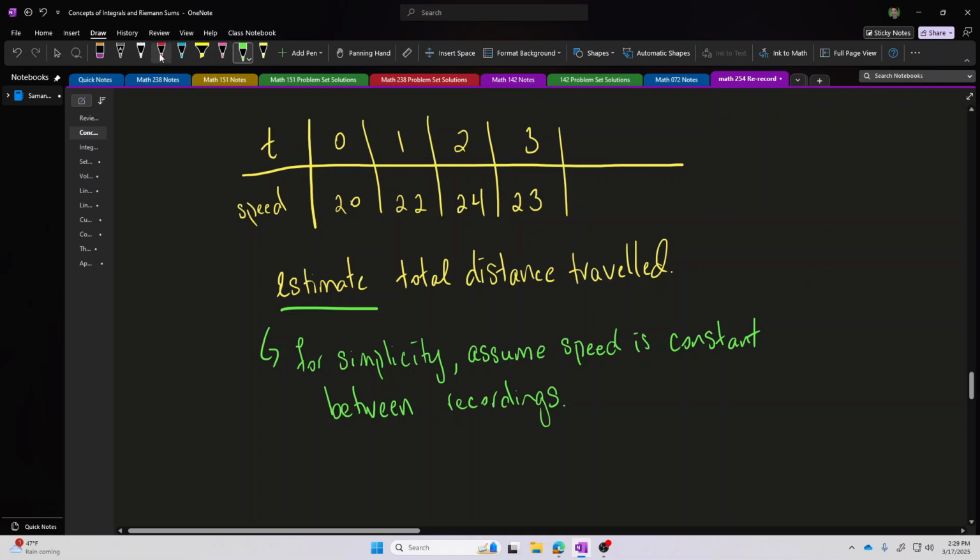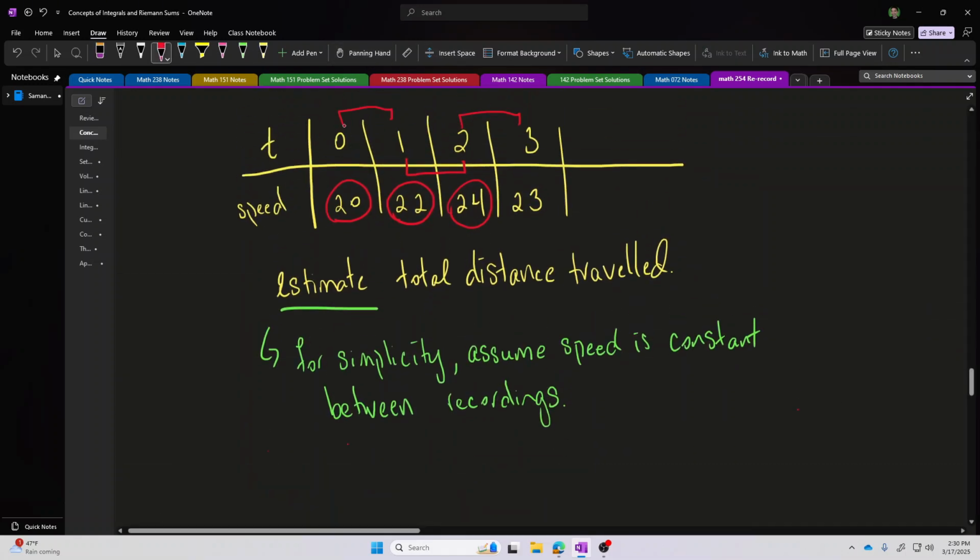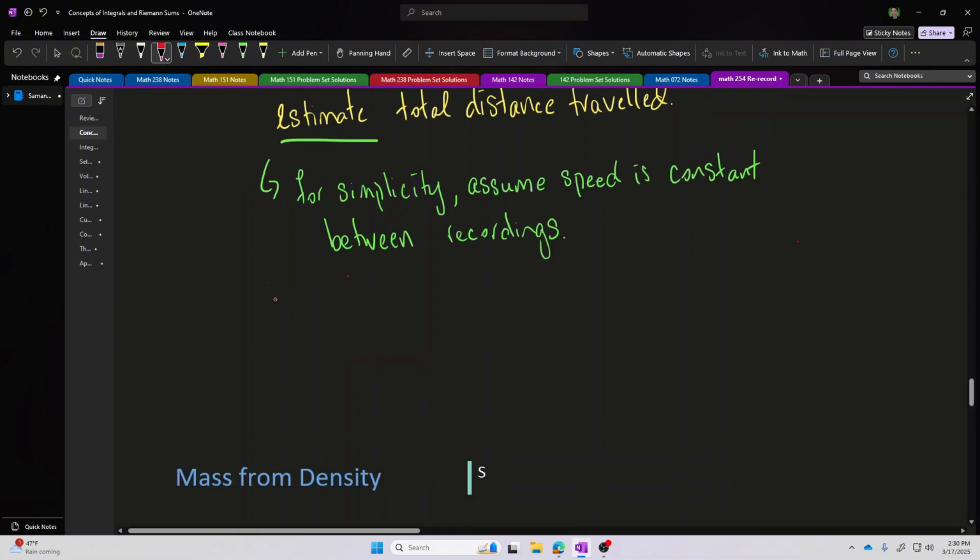So for example, I might decide to pretend that the object held a constant speed of 20 for this entire first second. And I might pretend that the object held a constant speed of 22 for this time interval between 1 and 2. And I might assume that it held a constant speed of 24 between this entire time interval 2 to 3. Now, with that assumption, if I asked myself, okay, how far did the object travel during this first second from 0 to 1, time 0 to time 1?